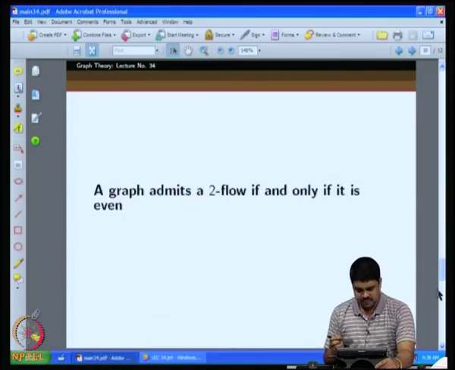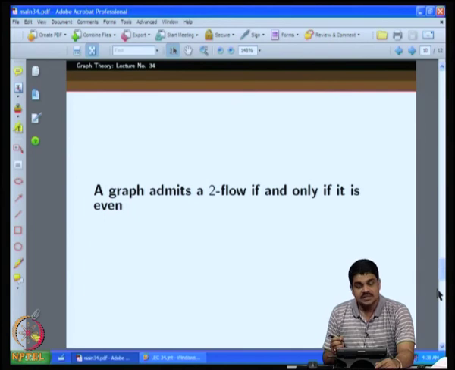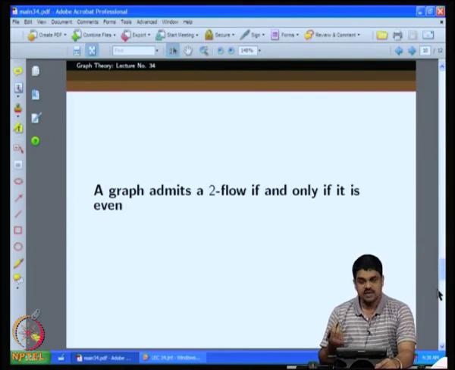A graph admits a 2 flow, the smallest possible value being 2, if and only if it is an even graph. An even graph means every vertex has its degree equal to an even number. Then it is very easy to see that you can get a 2 flow for that. A 2 flow means the values allowed are just 1 or minus 1.